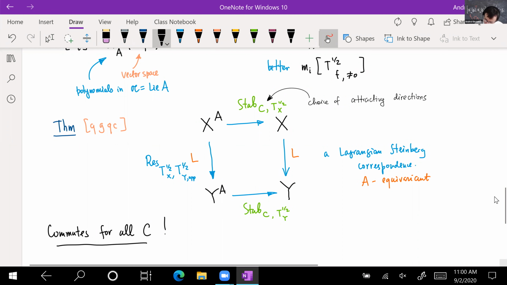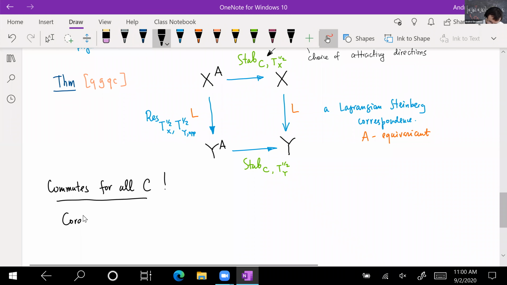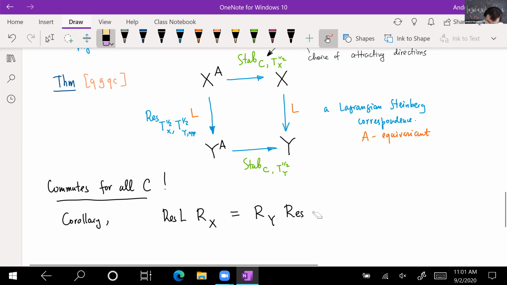And the corollary of that is, of course, that this residue L commutes with all R matrices. Because the R matrix, what is the R matrix? You go along this arrow and you come along, or maybe this is not right. The corollary is that if I take this residue of L and apply it after the R matrix for X, I get the R matrix for Y after the residue. So this commutes with that sign. This means it intertwines R matrices. For example, if X equals Y, it commutes with R matrices.